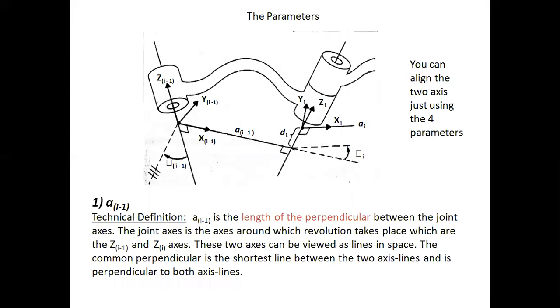For example, a(i-1): what is its technical definition? It is the length of the perpendicular between the joint axes. The joint axis is the axis around which revolution takes place, named Z(i-1) and Z(i) axis. These two axes can be viewed as lines in space. The common perpendicular is the shortest line between the two axes, and it is perpendicular to both axes.